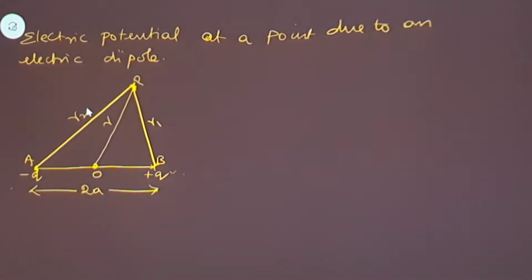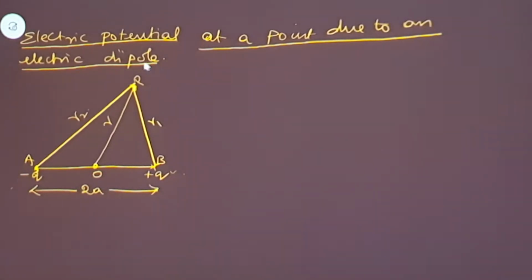In our last video we studied the electrical potential at a point due to a point charge. In this video let us consider the same electrical potential at a point, but instead of a single charge we are going to consider two charges separated by a small distance. We call it an electrical dipole. So we are going to calculate the electrical potential at a point due to an electrical dipole.